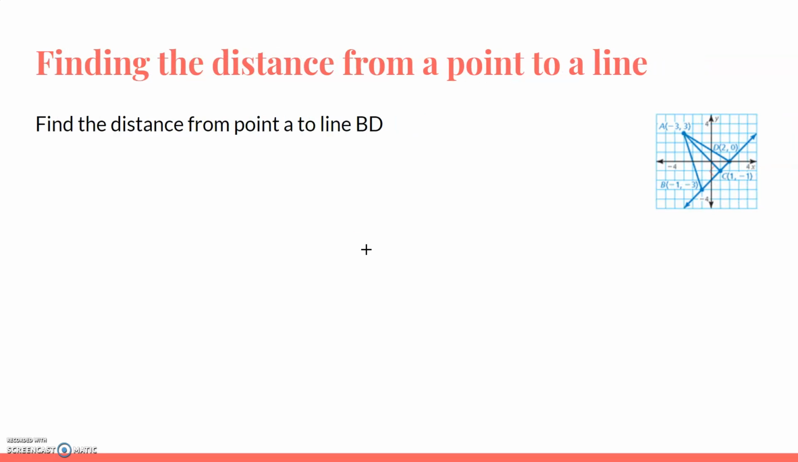Alright, let's use what we just learned to find the distance from point A to line BD. Pause the video, try this out, and then come back for the right answer. Alright, so now that you're back, we can find the answer by calculating the length of segment AC. As you learned, the segment from the point to the line will be the distance, so from point A to point C, that's the distance. So we can use our distance formula.